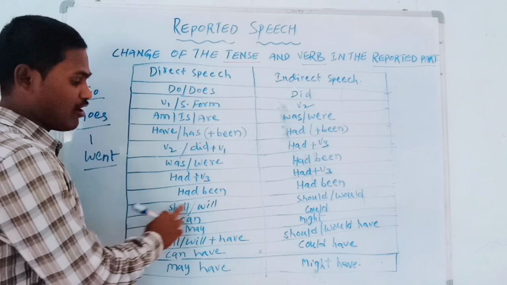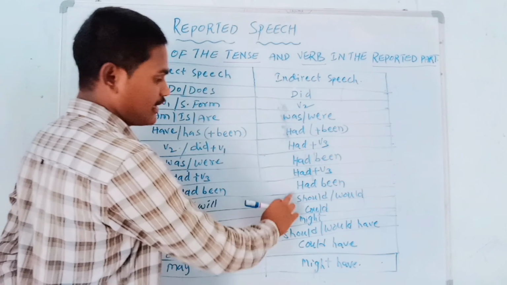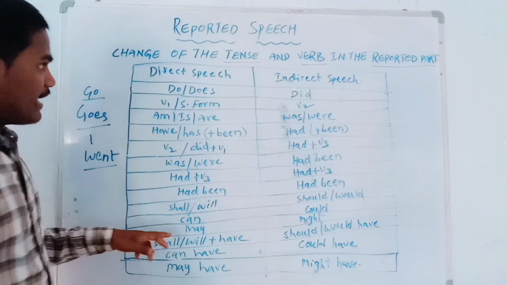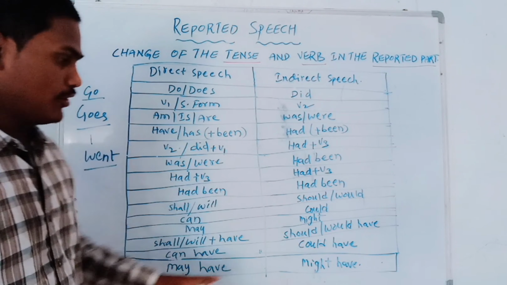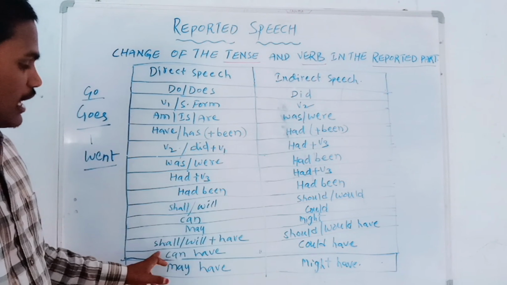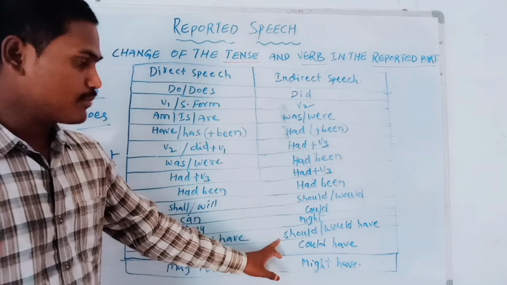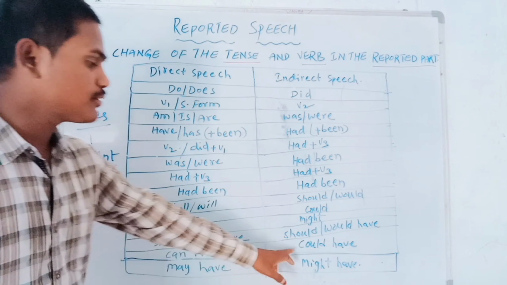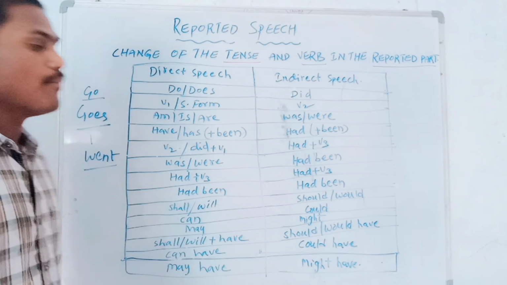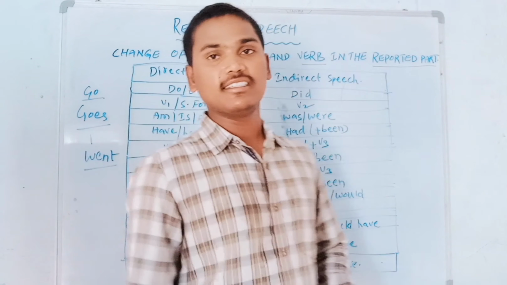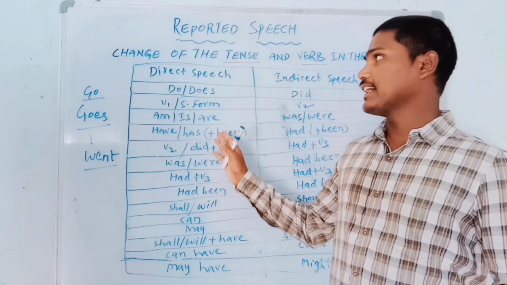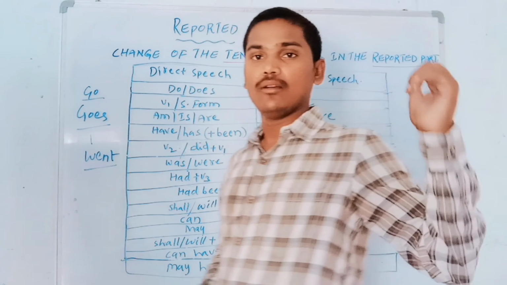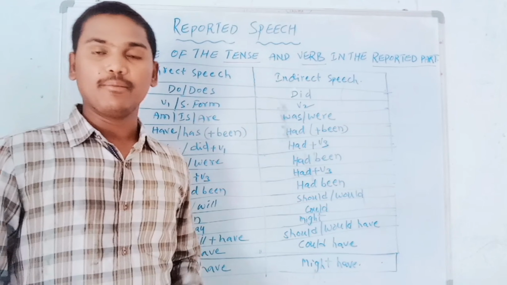But if we get shall or will in direct speech, that becomes should or would in indirect speech. If we get can, that becomes could. May becomes might. Shall or will plus have becomes should or would have. Can have becomes could have. May have becomes might have. So dear students, these are the changes from direct to indirect speech. Please note down this table and learn it by heart by yourself.